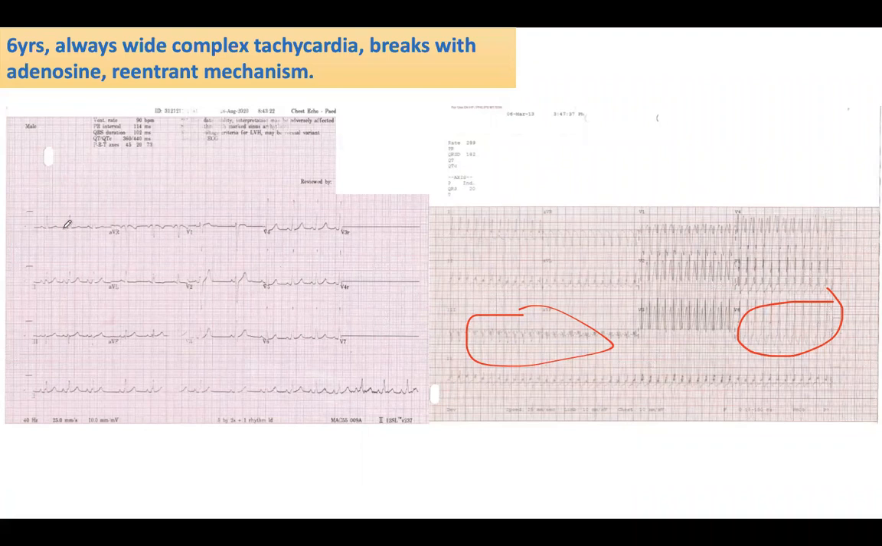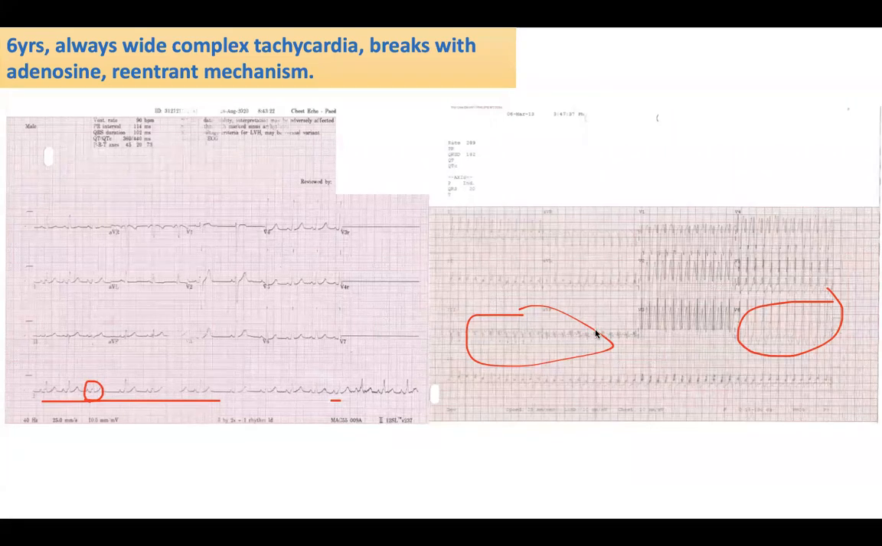So PQRST, right? So sinus, and then there is something between the P and the QRS. What is it? Delta wave. Yes, excellent. So if you see this, at least in lead one it looks like there is WPW, but the PR is not very short. So it's a WPW ECG, plus I tell you the patient always has wide complex tachycardia that breaks with adenosine.